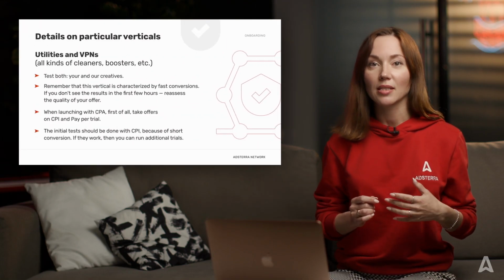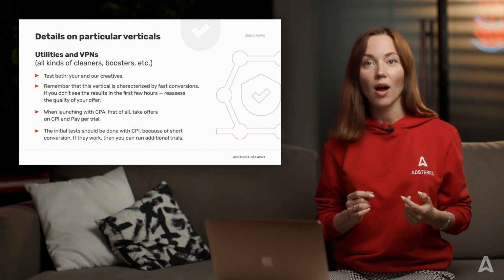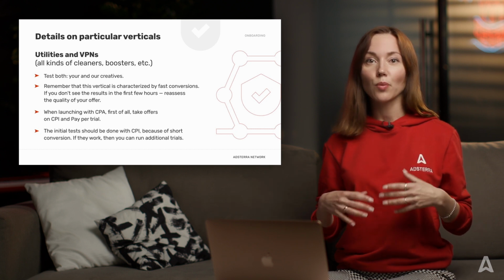Now let's discuss some verticals, or to be precise, tips and tricks for working with them. If you run utilities or VPNs, our strongest verticals, go with CPI or cost per trial flow, because those two show the fastest results and will allow you to gain the largest volumes from the very beginning. Don't hesitate to go with a split test. If you have pre-landers of your own, provide your manager with a direct link to your landing. That way we can run a split test by applying our pre-landers.